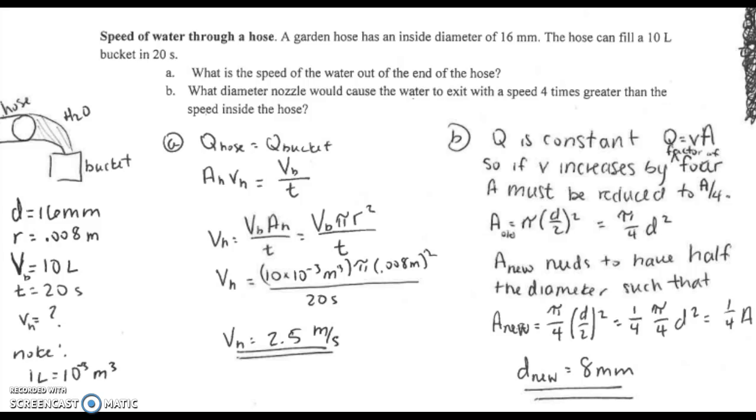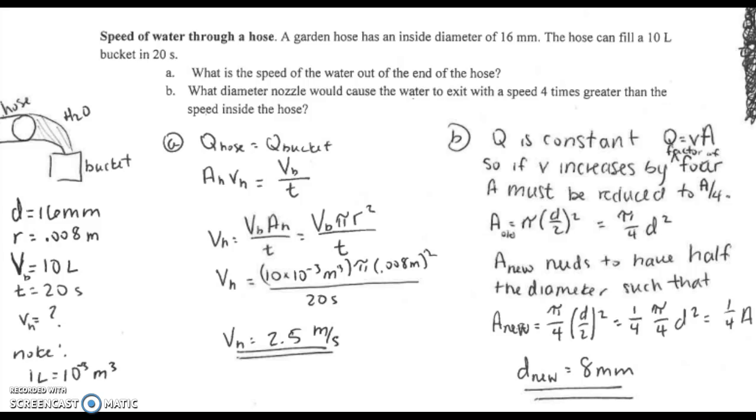The volume of the bucket is 10 liters. I did not do this conversion here, but if you see my note on the bottom of the left column here, 1 liter is the same thing as 10 to the negative 3 meters cubed. So later on I will need to convert that 10 liters to meters cubed. The time we have is 20 seconds. That's in SI units. And we're looking for the speed of the water in the hose. The one thing I have to be careful with here in looking at my notes is that I use the lowercase v for speed and the uppercase V for volume.